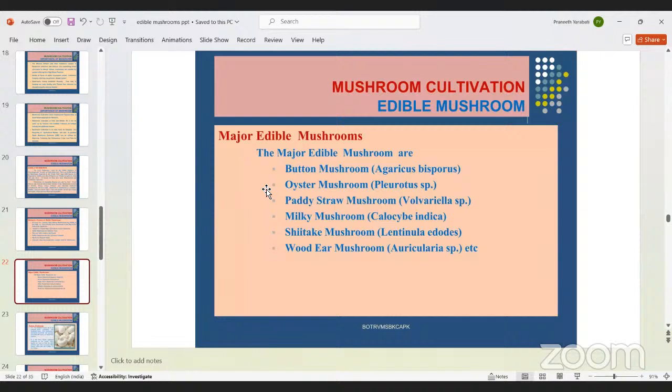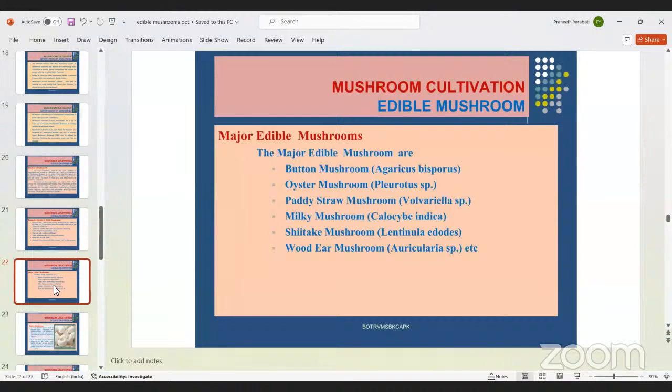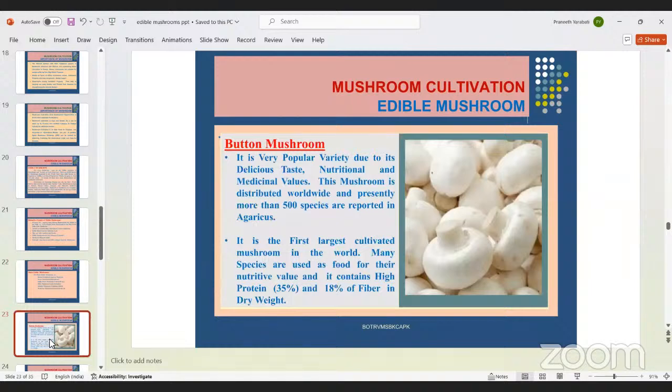The first one is the button mushroom, Agaricus bisporus. These are the button mushrooms, which we generally see in the markets and supermarkets. It is a very popular variety due to its delicious taste, nutritional and medicinal value. This mushroom is distributed worldwide, and presently more than 500 species are reported in Agaricus.